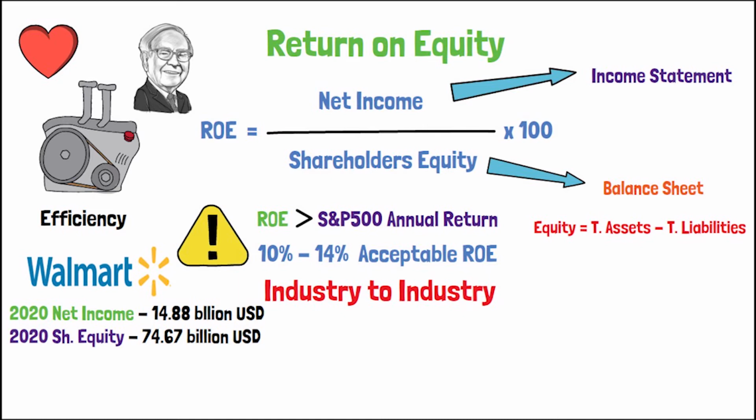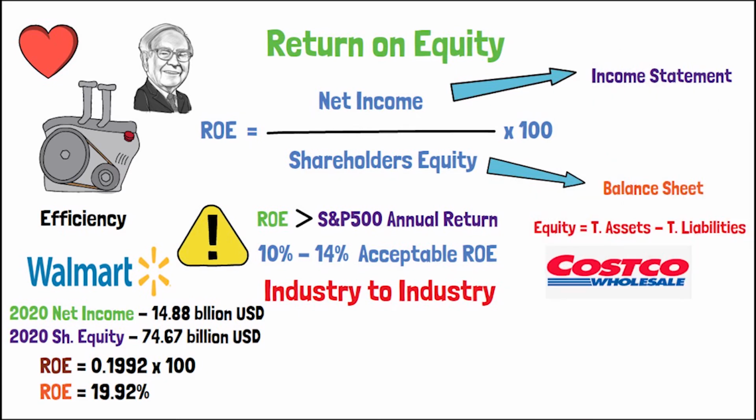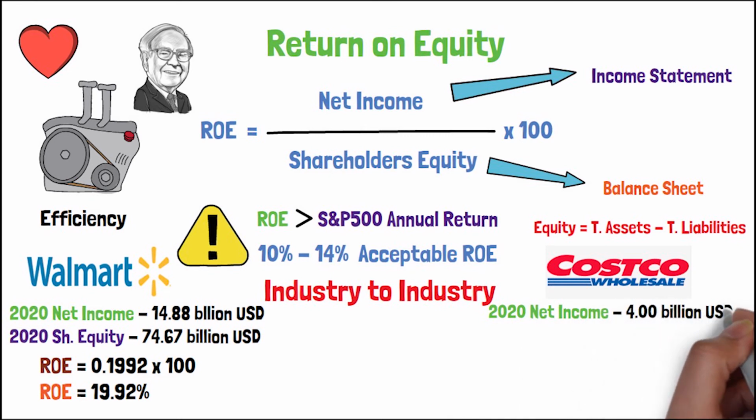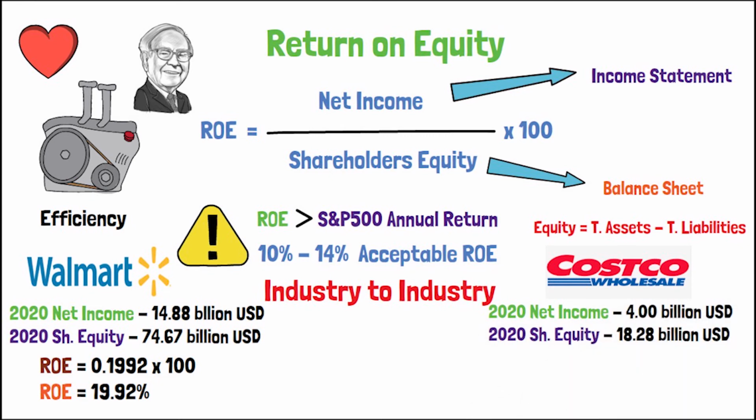By dividing the net income by the shareholders' equity and multiplying it by 100, we find the ROE of 19.92%. Now let's compare Walmart to one of its main competitors, Costco. In 2020, Costco had a net income of $4 billion and a shareholders' equity of $18.28 billion. This gives an ROE of 21.88%, and this shows us that in 2020 Costco used their pure capital slightly more efficiently than Walmart.